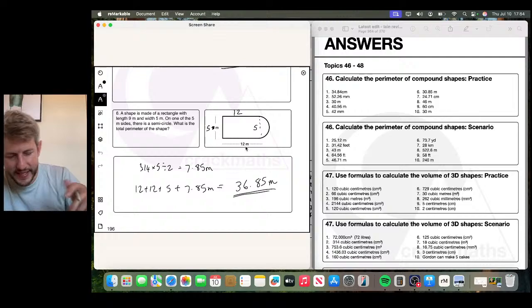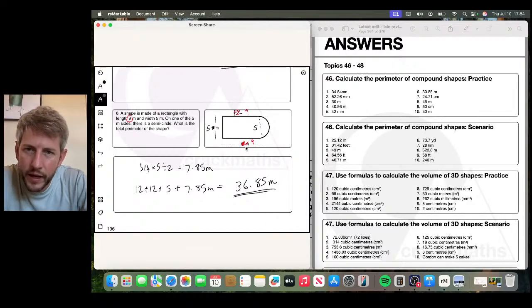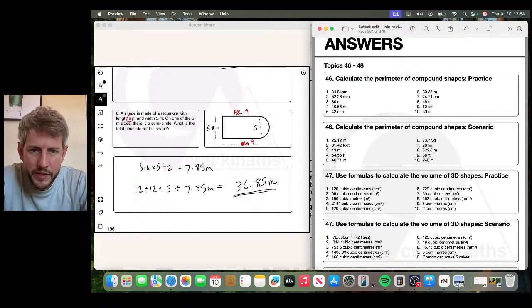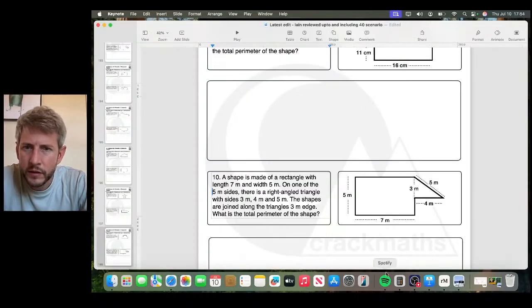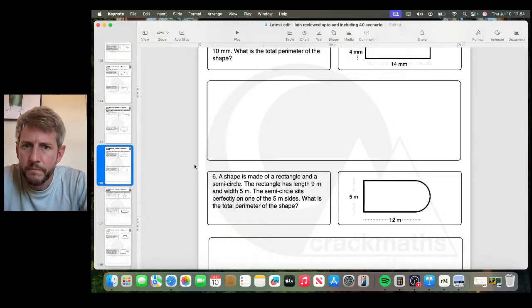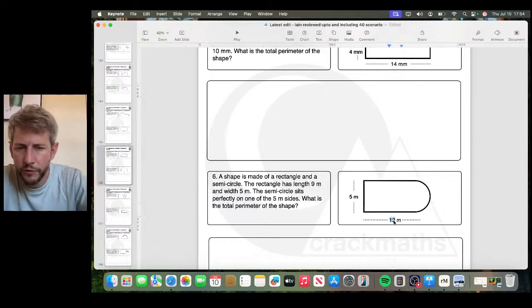Oh, I see. It's this old chestnut. It says 9 here in the question, but on the diagram it says 12. Okay, so we need to change that on the diagram to 9. Okay, right. Let me just change that here. So that's what threw us off. 9.